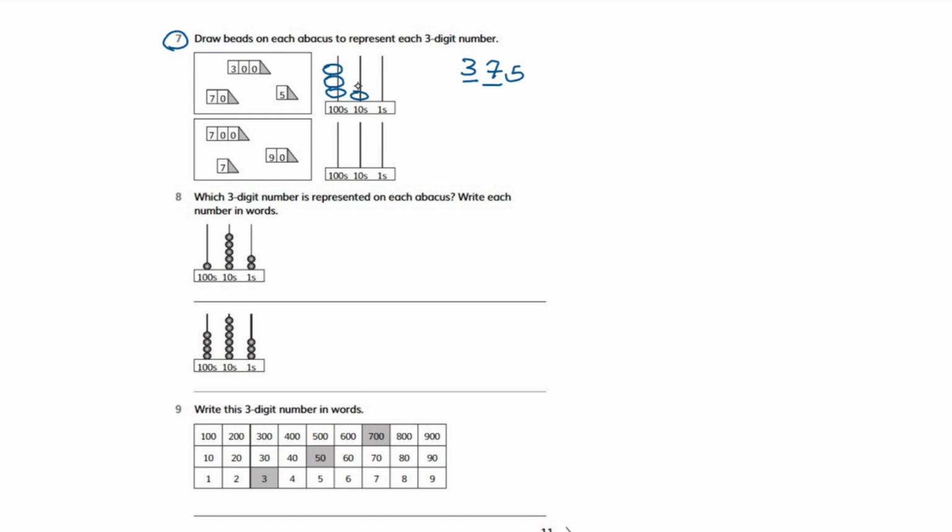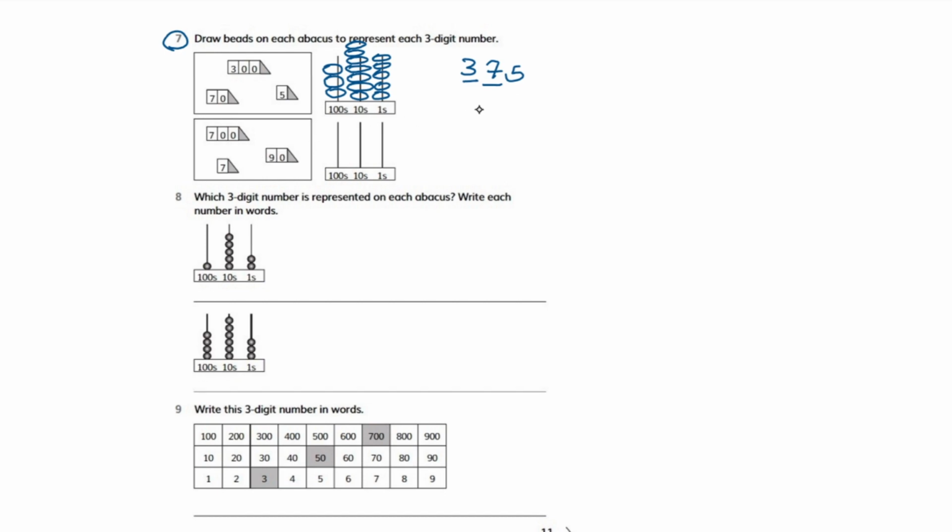I will draw smaller ones because 7 takes a lot of place. 2, 3, 4, 5, 6, and 7. We had to draw 7 beads in the tens place and 5 beads in the ones place. 1, 2, 3, 4, 5. So the number 375 is now shown by the abacus, which is drawn here.